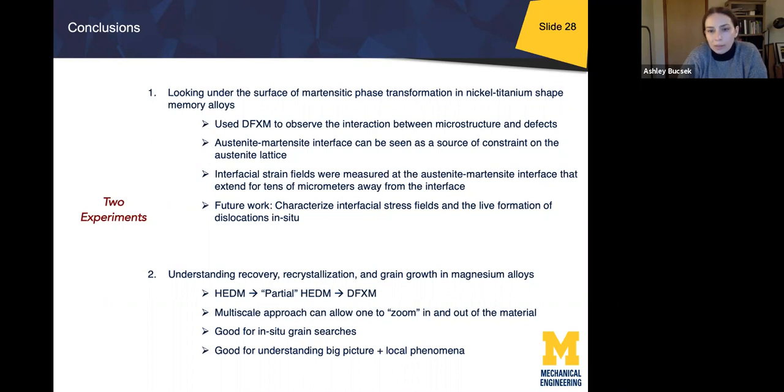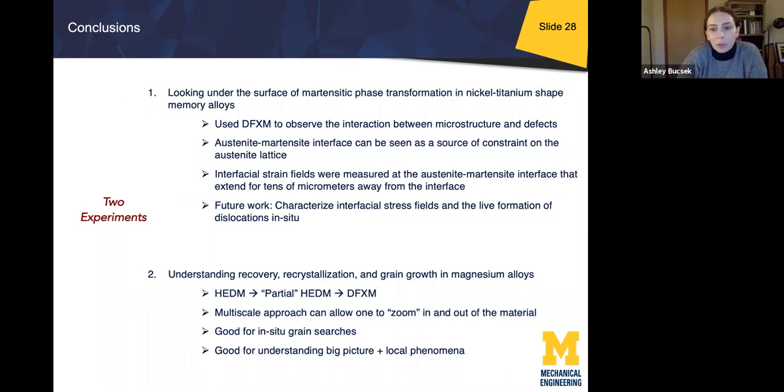We saw some things that suggest that maybe we could see the interface as a source of constraint, which is not usually how we look at interfaces. And we were able to measure a bit about the interfacial strain fields that we had predicted to exist at these interfaces, but never measured, certainly not in situ. And we were surprised by the distance of these strain fields.